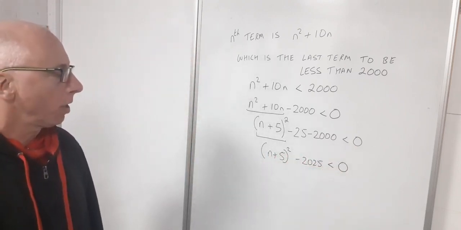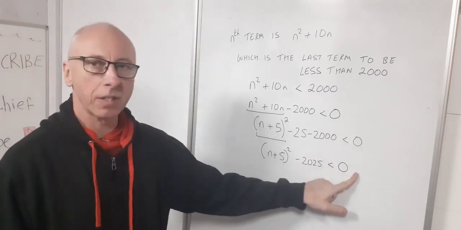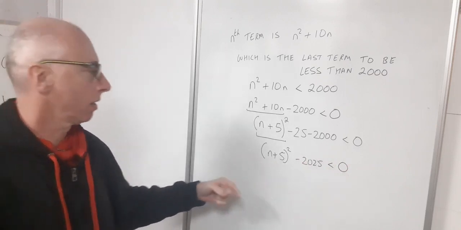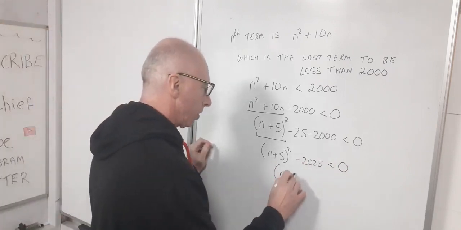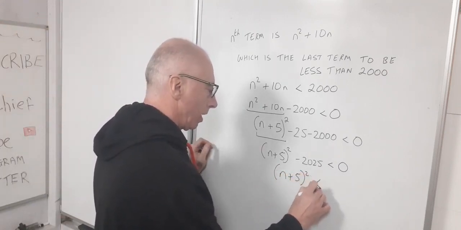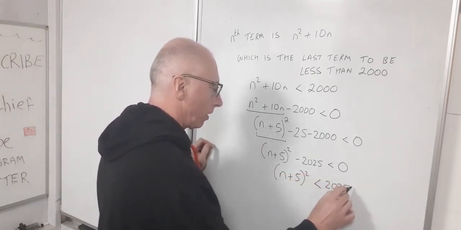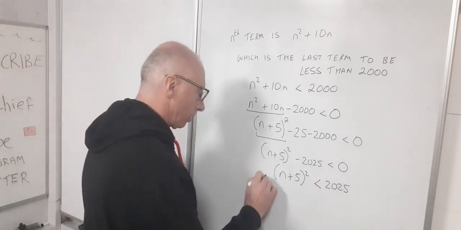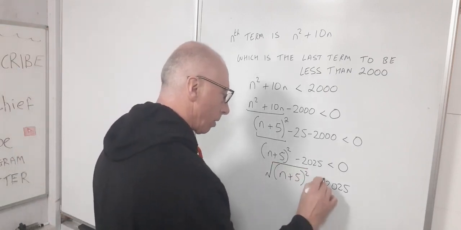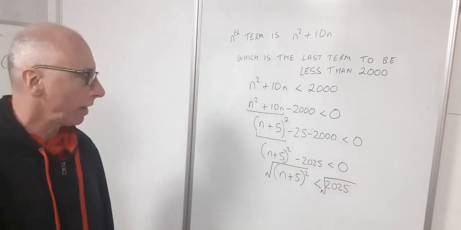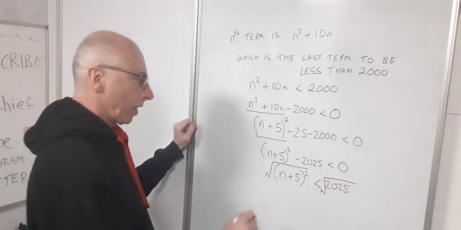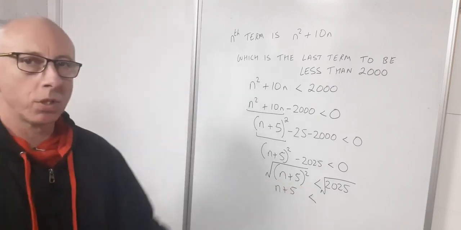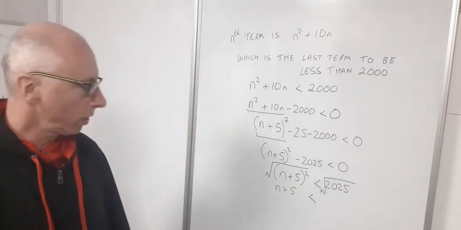Now what I want to do is bring this onto this side and then take the square root of both sides. Then I can get my n out of the brackets. So now I've got n plus 5 squared is less than 2025. Let's take the square root on both sides. My inequality here will not be affected. So I'll now be left with n plus 5 is less than the square root of 2025, that's 45.